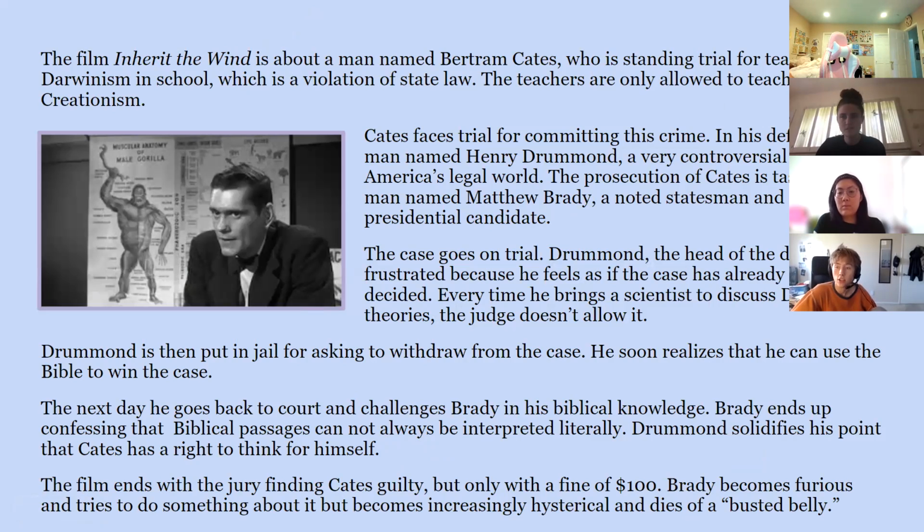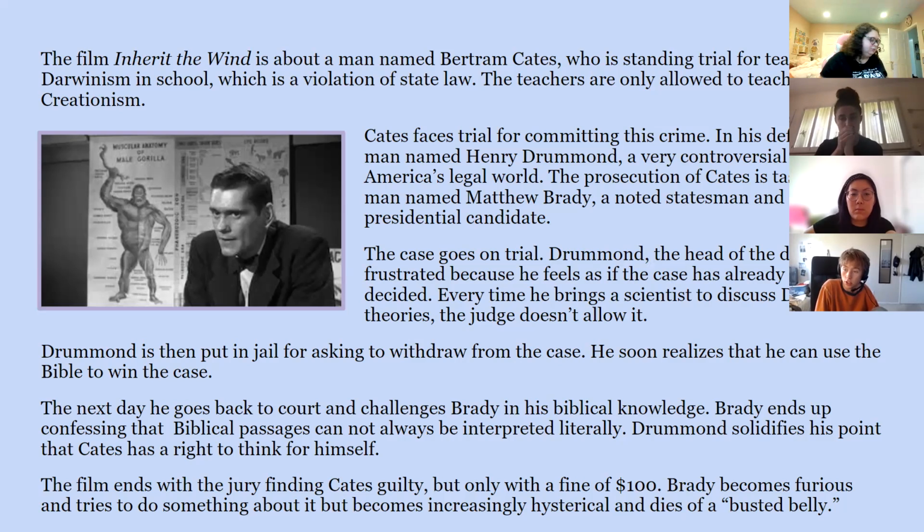At the time, the teachers were only allowed to teach creationism, which is basically that God created man and that evolution would lead to people not believing in religion, so they didn't allow it. Cates faces trial for committing this crime. In his defense is a man named Henry Drummond, who at the time was a very controversial figure in the legal world, and he's actually facing the prosecution.